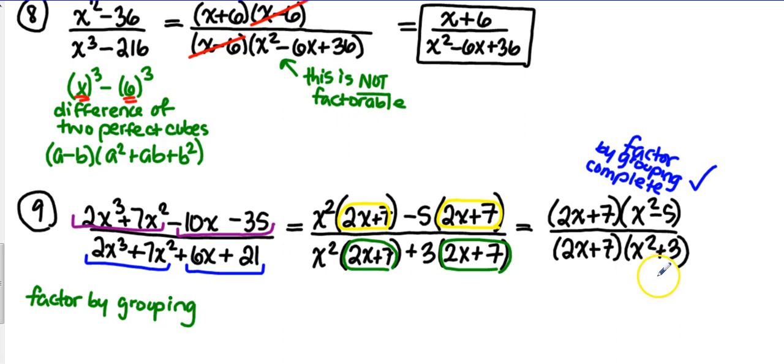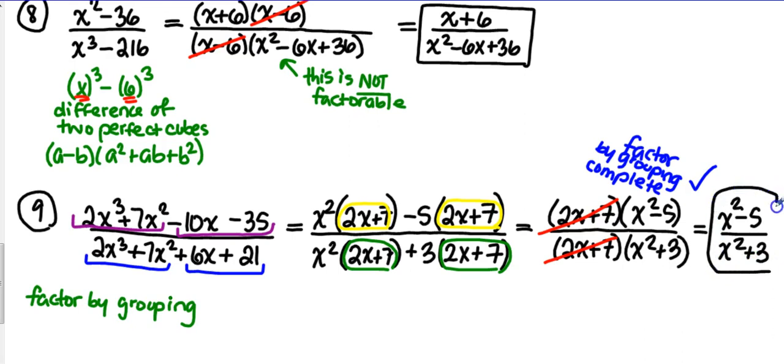Now we can go back to seeing, do I have any common factors? And the answer is yes. I see that we can cancel 2x plus 7 with the result of x squared minus 5 divided by x squared plus 3. I check for difference of squares. 5 is not a perfect square. This is the sum of squares. We have no rule for the sum of squares, so I know that I cannot take this any farther. Always good to check though.